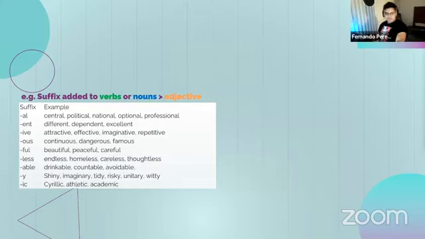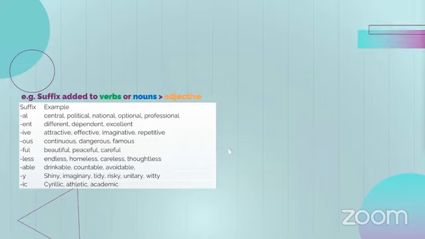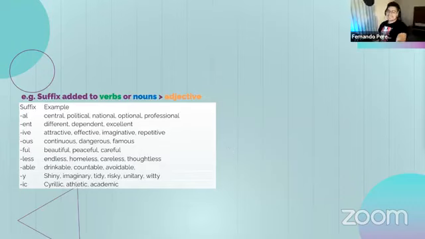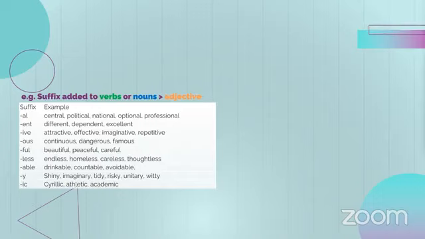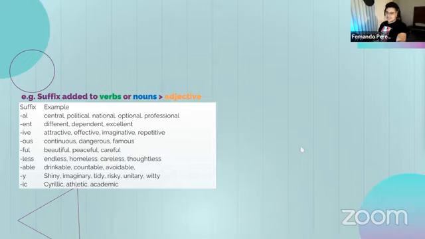And the last one, Isaac, help me with ic. Cyrillic? Cyrillic is the Russian alphabet. Athletic? Is it athletic? That's right. And academic. Perfect. There it is. So those are the pronunciations, guys.